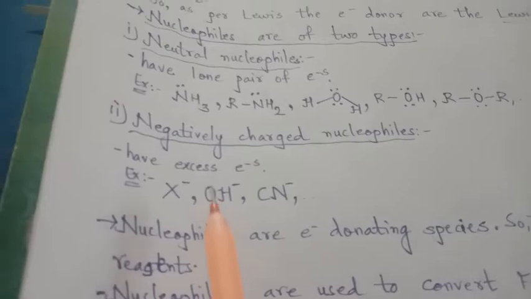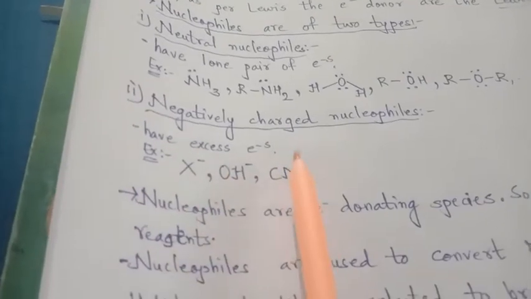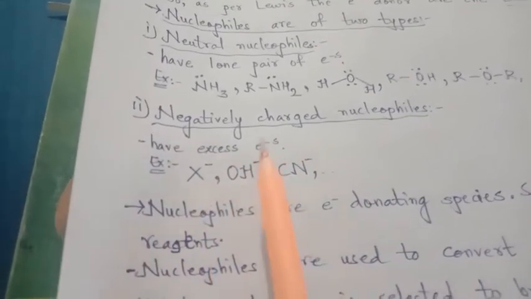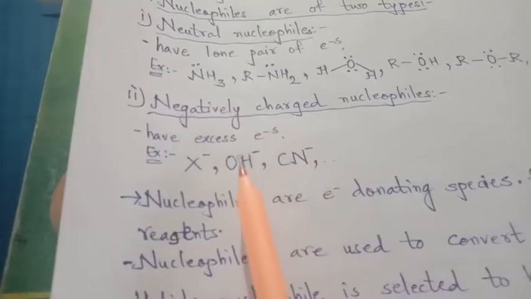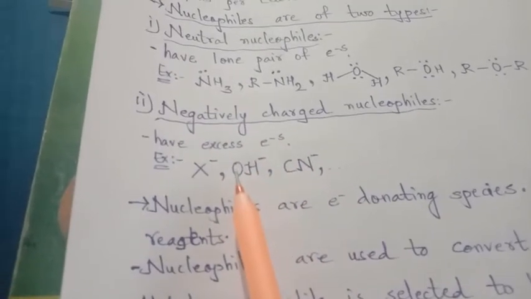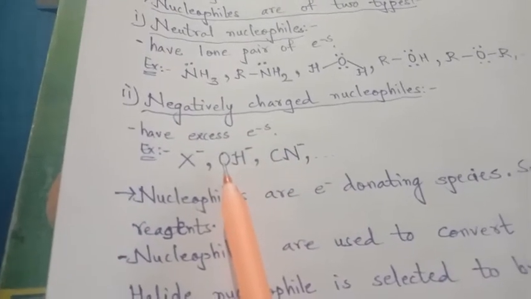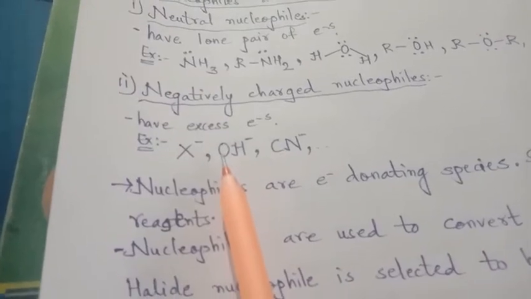The next type of nucleophile is negatively charged nucleophiles. Negatively charged means they have more electrons. When any species accepts electrons, then they get a negative charge.